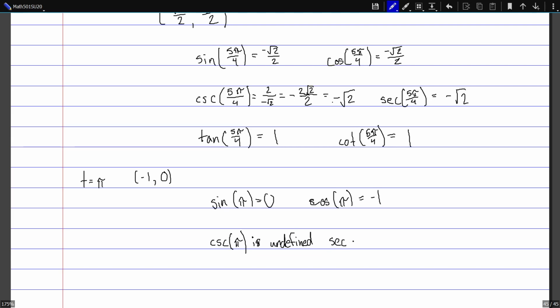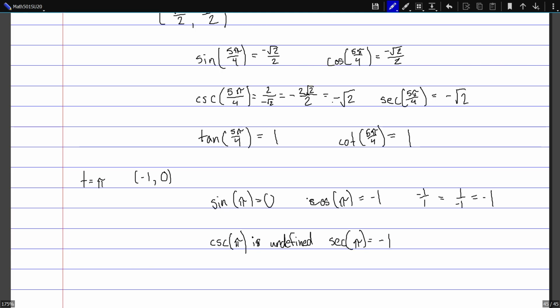Our secant, however, doesn't have the same problem. In fact, interestingly enough, if we were to take the reciprocal of -1, we actually just get -1 again. You could think about it like this. This is -1 over 1, whose reciprocal is 1 over -1. It's the same number either way.